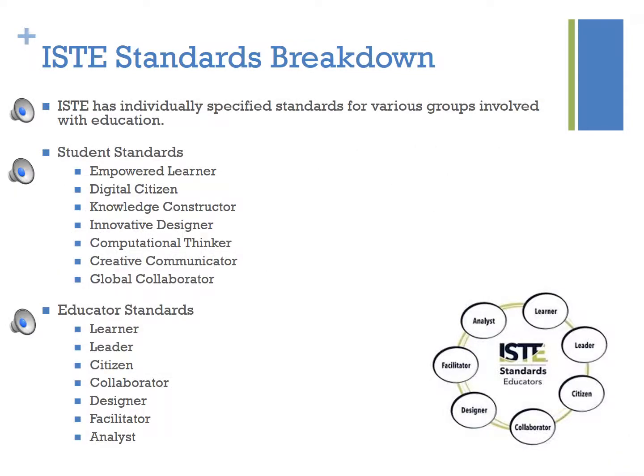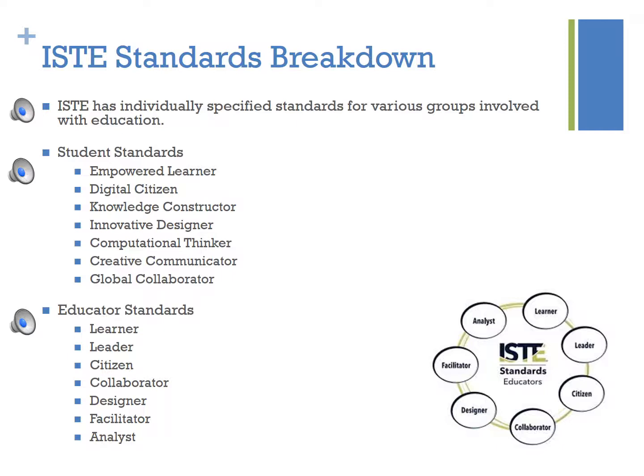ISTE has individually specified standards for various groups involved with education. There are standards for students, educators, administrators, coaches, and computer science educators. There are 7 different student standards that ISTE breaks down. The first is Empowered Learner. That is where the student is able to feel like they have a say in what they're learning.